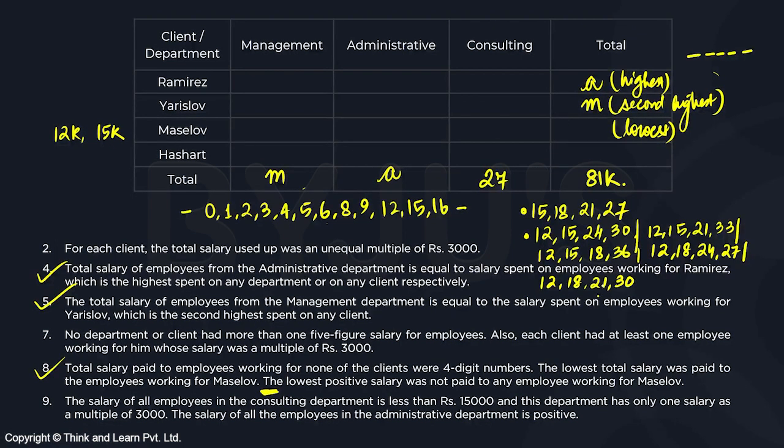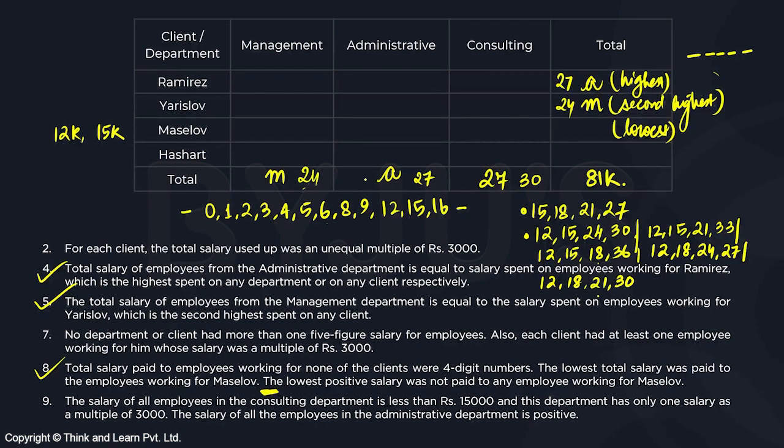We don't have 27,000 as the second highest, right? Can A be the highest as 27? If A is the highest at 27, so we will have 12, 18 and all those values. 27,000 is highest. 24,000 will be the second highest. If this is 24, this is going to be 3 less, so this is going to be 30.